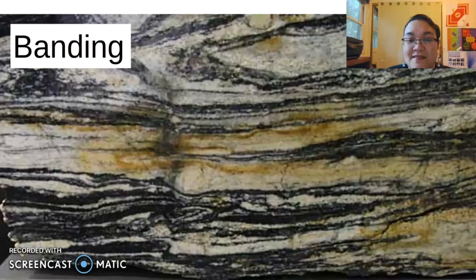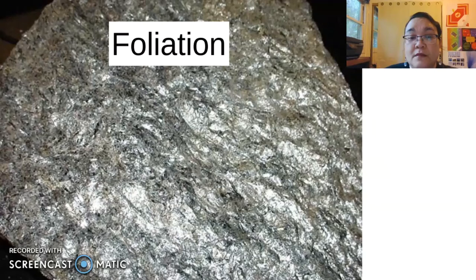This is an example of banding, where mineral grains will line up in layers due to the differential pressures. This is an example of foliation where minerals not only align in layers, but also have undergone chemical changes to form different minerals. These new or metamorphic minerals are not the result of melting, but a result of change or transformation due to high pressures.